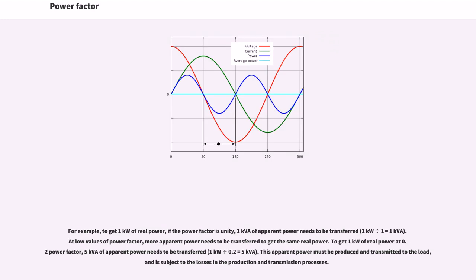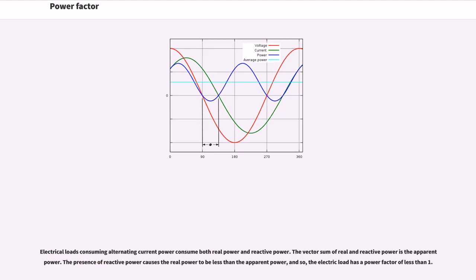For example, to get 1 kilowatt of real power, if the power factor is unity, 1 kVA of apparent power needs to be transferred. At low values of power factor, more apparent power needs to be transferred to get the same real power. To get 1 kilowatt of real power at 0.2 power factor, 5 kVA of apparent power needs to be transferred. This apparent power must be produced and transmitted to the load, and is subject to the losses in the production and transmission processes.